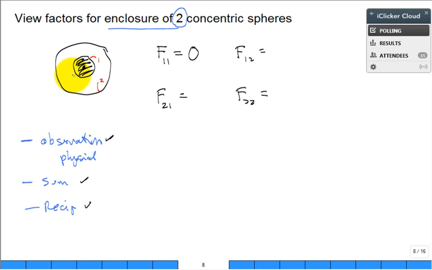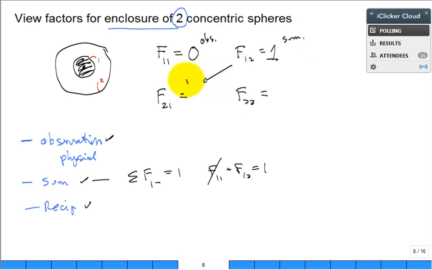Now we move to summation. The sum of the view factors from 1 going to anywhere is equal to 100%. So F1 to 1 plus F1 to 2, since there are only 2 surfaces in the enclosure, have to equal 100%. We just concluded that F1 to 1 was 0. Hence, from summation, the view factor 1 to 2 is 1. So this one was observation, then summation. Then think about coming down here and doing reciprocity.